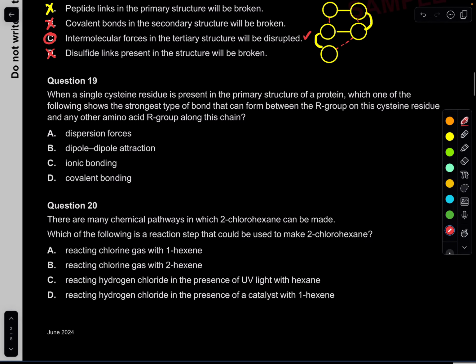Easy. Question 19. Let's have a look at this. When a single cysteine residue is present in the primary structure of a protein, so in the primary structure, remember the primary structure is just peptide linkages. So like this, you have peptide linkages, like what we drew, straight peptide linkages.